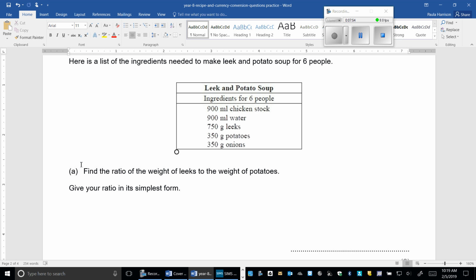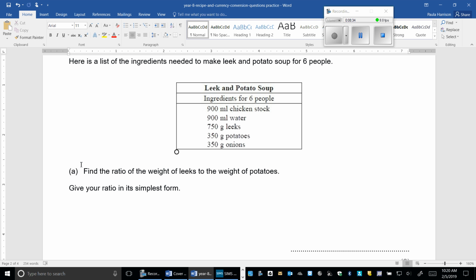Add to the measurements going forward. How else can we talk about that? If we're adding the same amount, we'd be adding each thing to itself. If we were multiplying, that would be different. We're adding everything to itself, so what does that mean we're doing to these numbers? Doubling, awesome, yes? So we're doubling each of these numbers. If I was talking about 12 people, I'd need 2 lots of 900 mils of stock, 2 lots of 900 mils of water, 2 lots of 750, etc., etc.